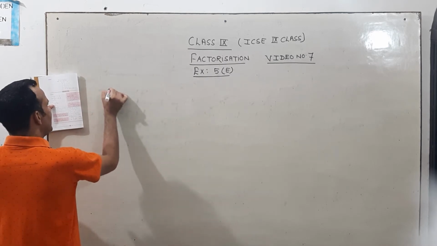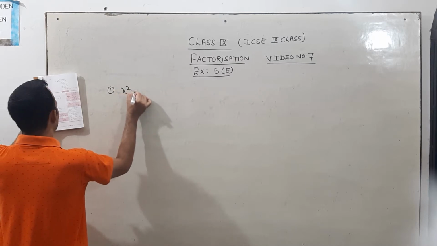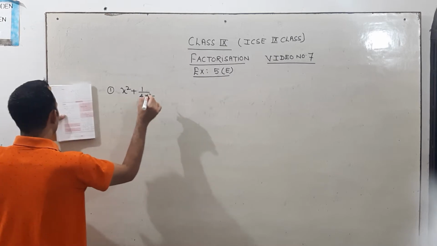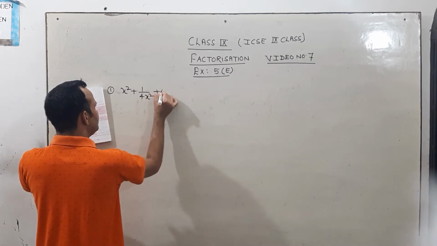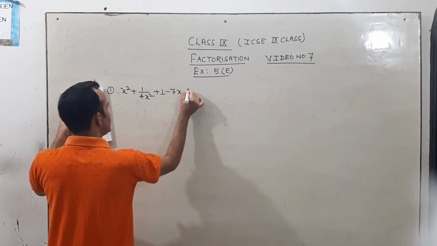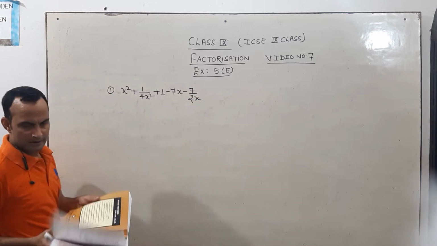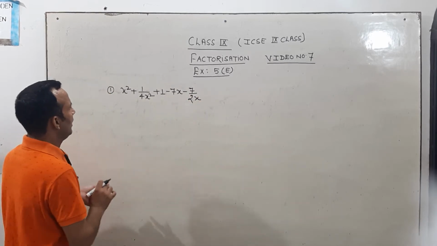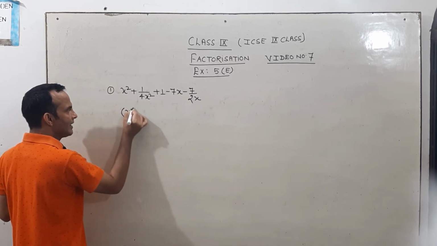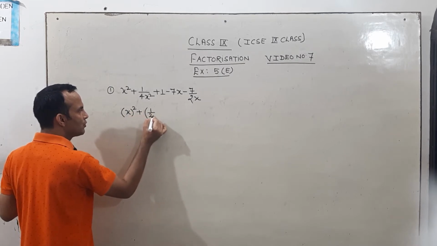See problem number 1 of exercise 5E. x square plus 1 upon 4x square plus 1 minus 7x minus 7 upon 2x. Okay, this is the first problem. See, my dear students, we can write this expression as square of x, and this can be written as 1 upon 2x whole square.